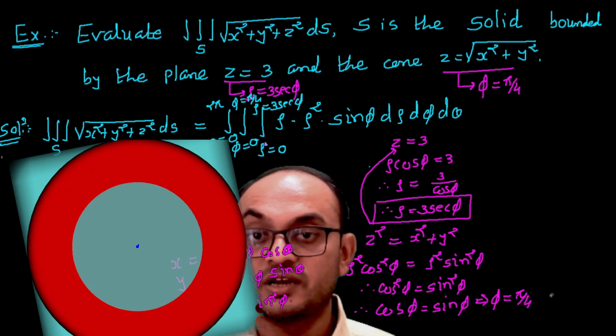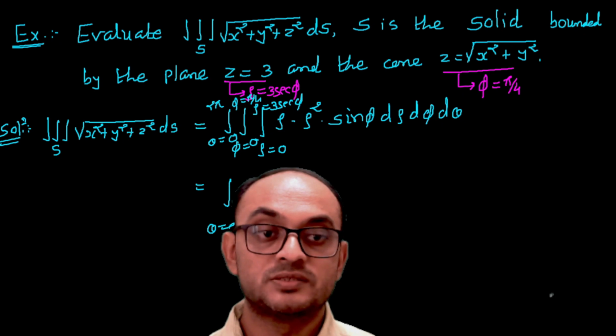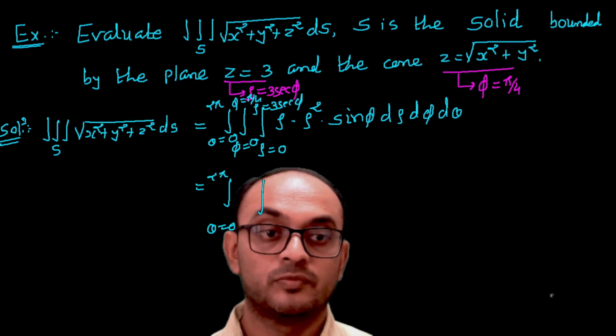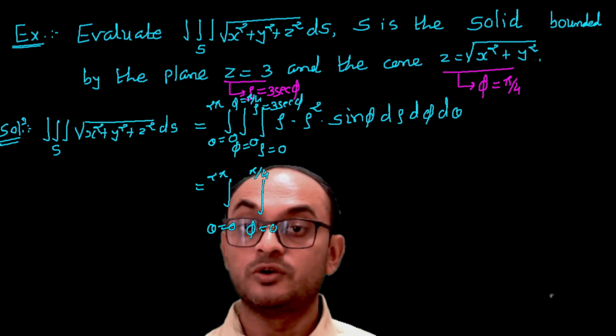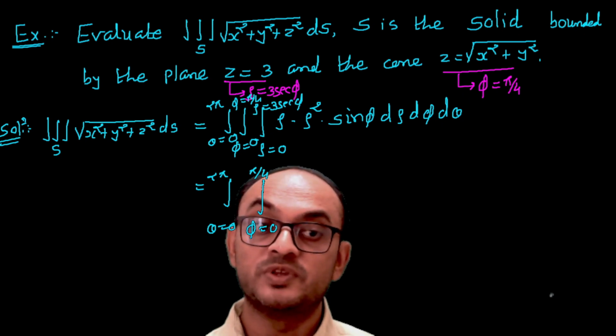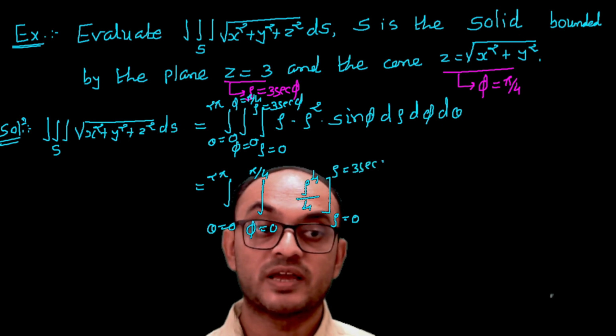Now let us integrate this quantity. So now this is equal to, theta is 0 to 2 pi, phi is 0 to pi by 4. This is rho into rho square, which is rho cube, which has integration rho raised to 4 divided by 4 from rho is equal to 0 to rho is equal to 3 times sec phi.